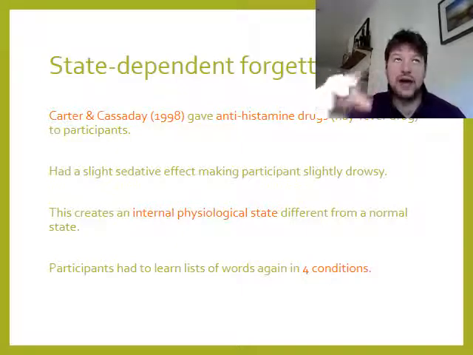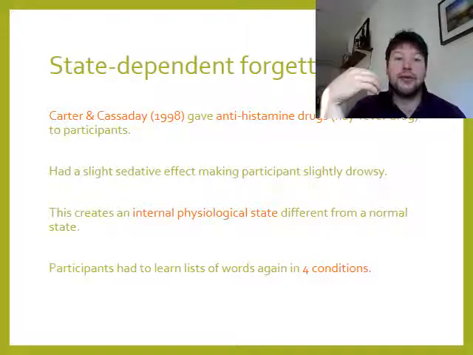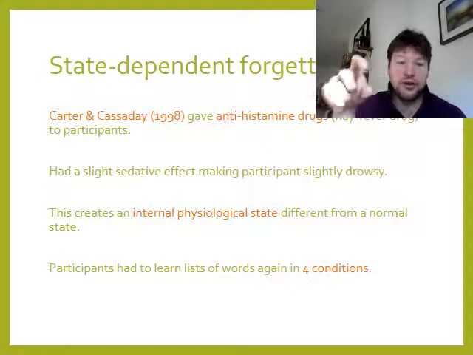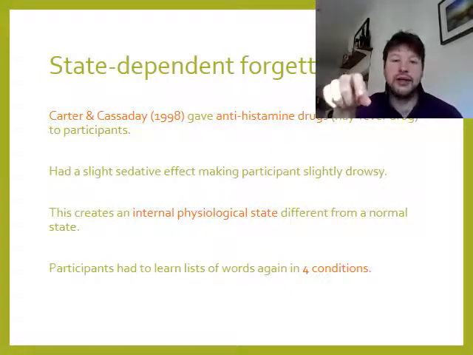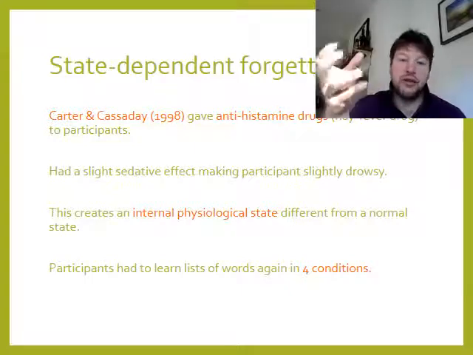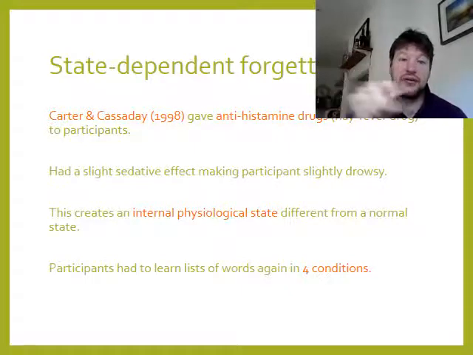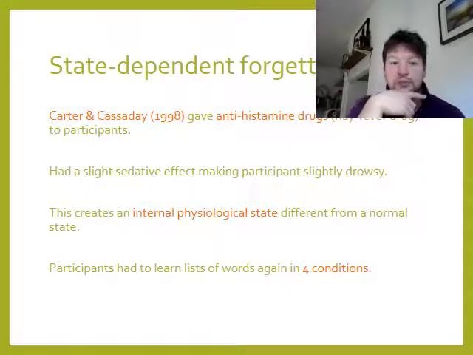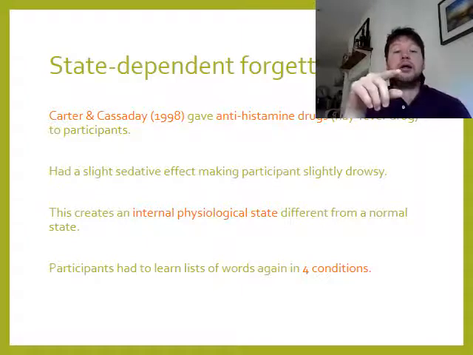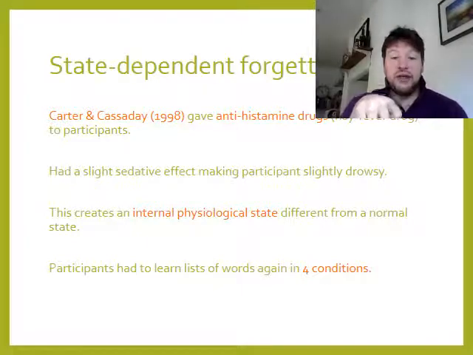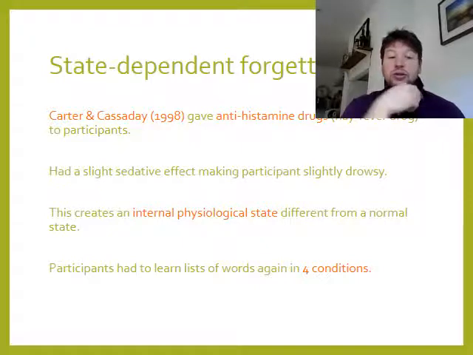Now, I don't know if some of you have hay fever. You can get those ones. The ones that really do work actually do make you quite sleepy and drowsy. So they're giving them these drugs, so they're in a slightly different state. All right. This creates an internal physiological state different to the normal state.